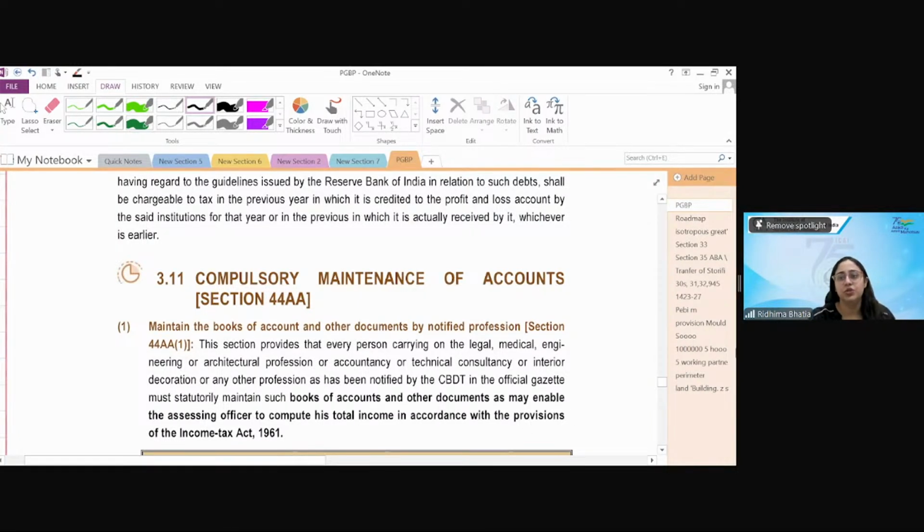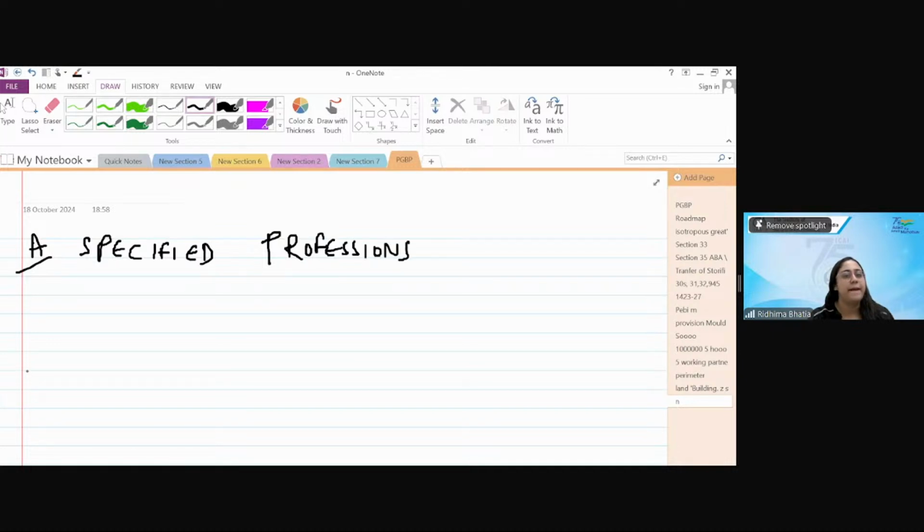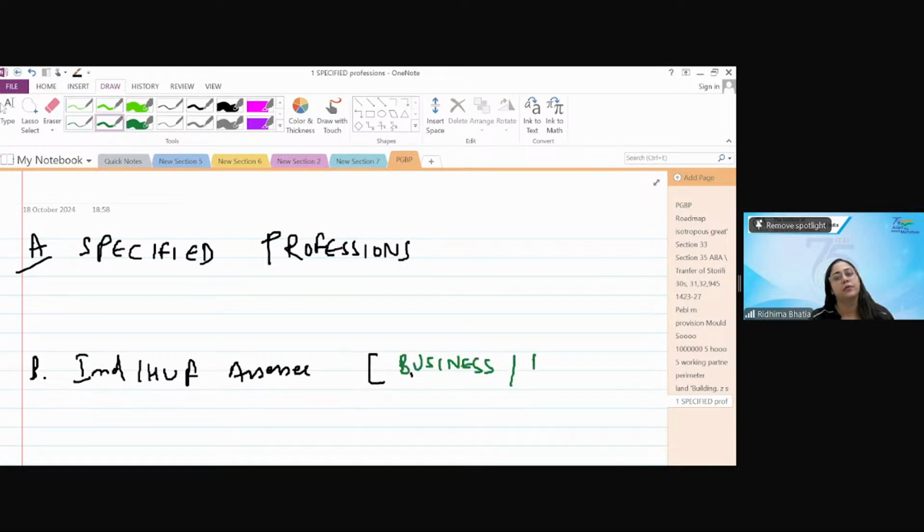Now students, how will we understand this? We will cover it in A part, which is your specified professions. Check the spelling, okay? Specified professions. B part, your individual HUF, SSC, who are into either business or non-specified professions. Non-specified professions, okay?